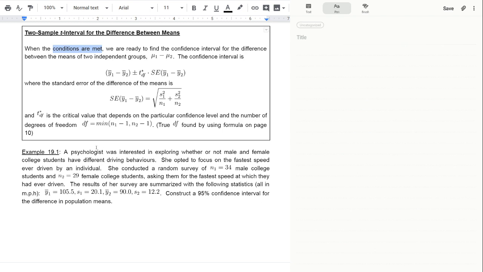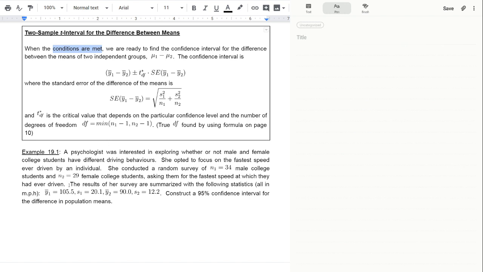So let's suppose a psychologist was interested in exploring whether or not male and female college students have different driving behaviors. She opted to focus on the fastest speed ever driven by an individual, and she conducted a random survey of 34 male and 29 female college students, asking them for the fastest speed at which they had ever driven. So here are the results of her survey.